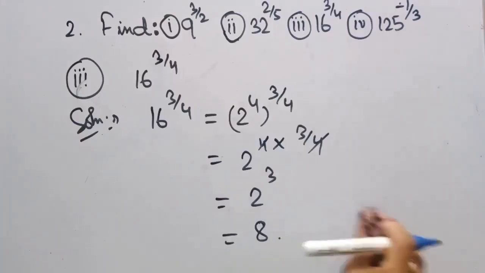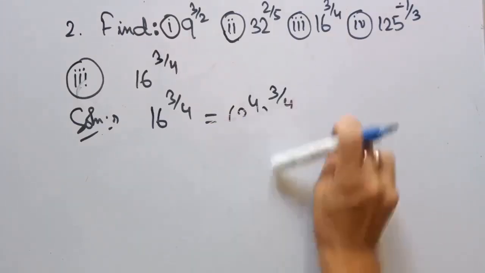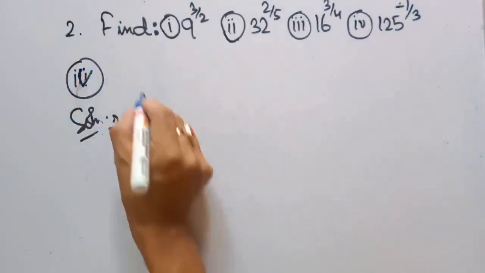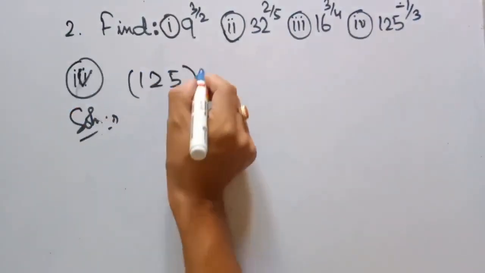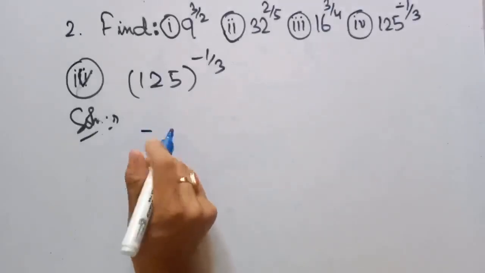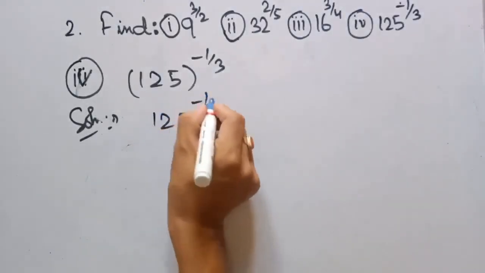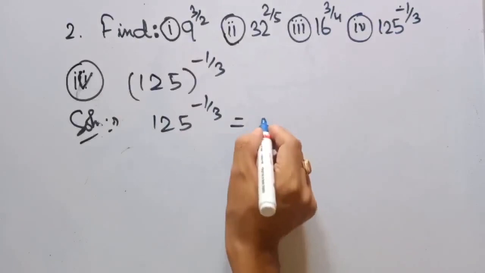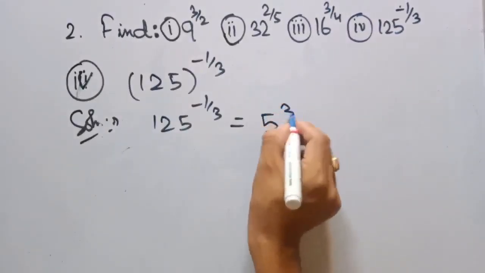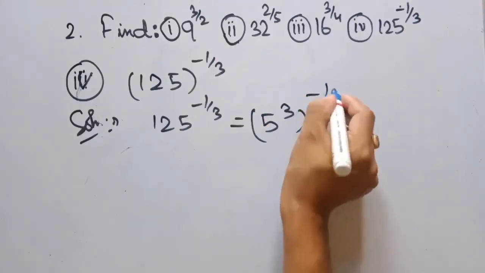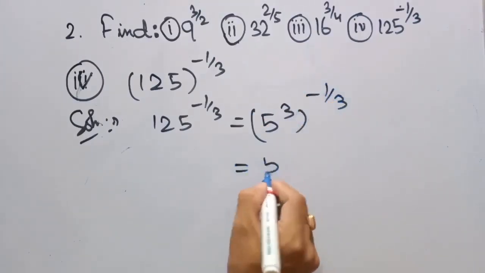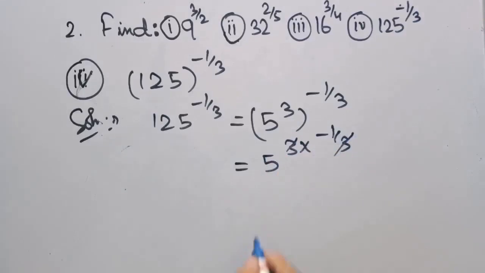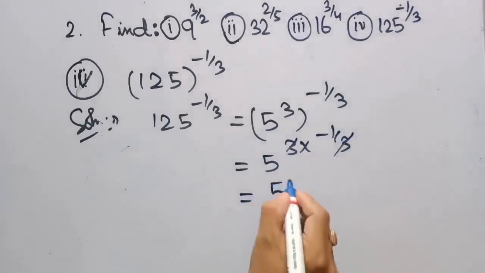Next, Roman number 4, 125 to the power minus 1 by 3. Solution: 125 to the power minus 1 by 3. By prime factorization, we can write 125 as 5 to the power 3. So 5 to the power 3, to the power minus 1 by 3, equal to 5 to the power 3 into minus 1 by 3. 3 and 3 will cancel each other, and this will become 5 to the power minus 1.